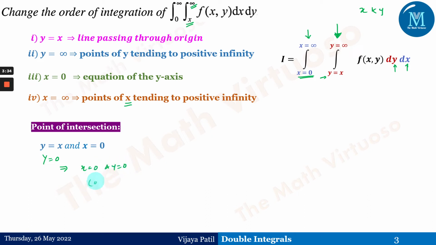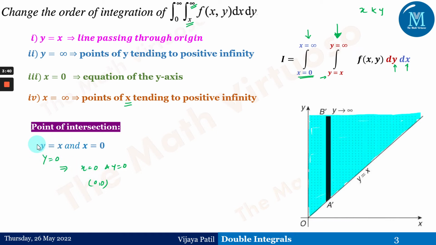That means (0, 0), that is the origin, is the only point of intersection of these two curves. And therefore, if you observe, we can draw the curve like this. Now the inner integral is given to us for y. So since it has been given for y, we have to consider a strip parallel to the y-axis and identify the region over here.